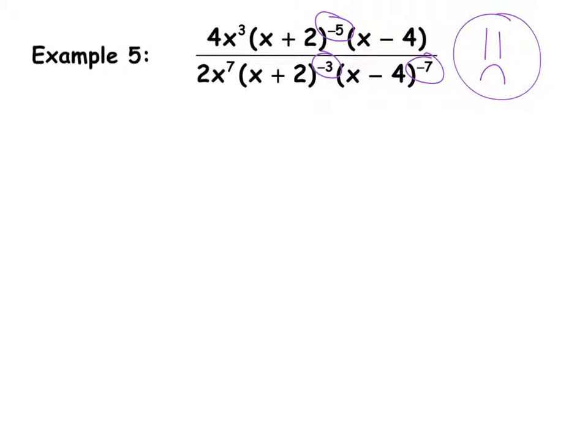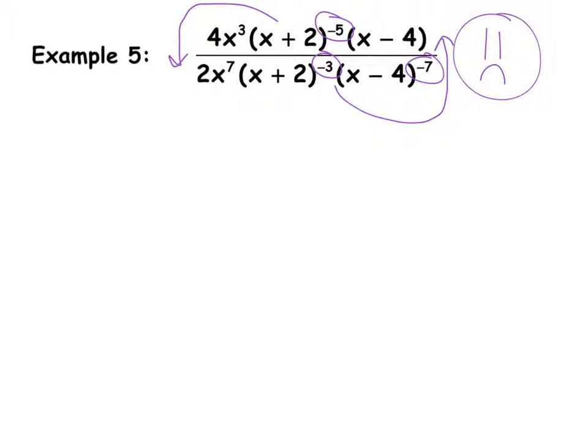Anything in the numerator, living up in Seattle or Minnesota, or how about Maine? Is there anything in Maine? Rocks? Cattle? Is there anything else? Anything? I don't think so. Okay, we're going to send it on down south for a vacation. Okay, x plus 2 to the negative 3rd, x minus 4 to the negative 7th.